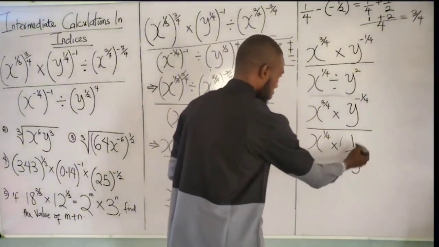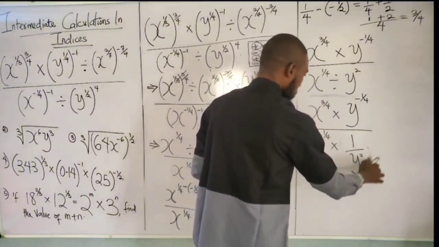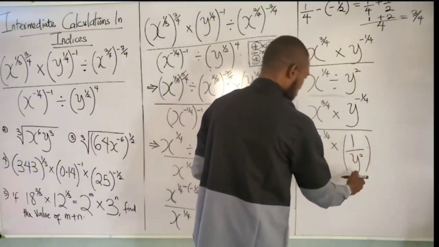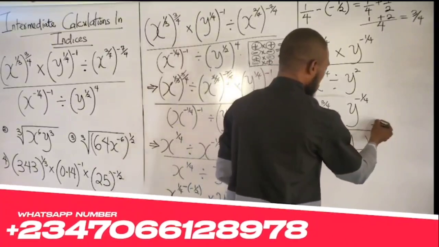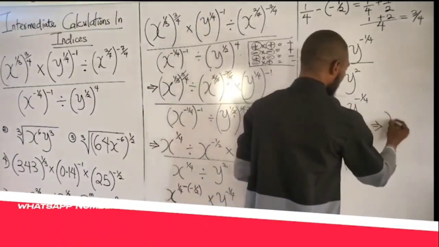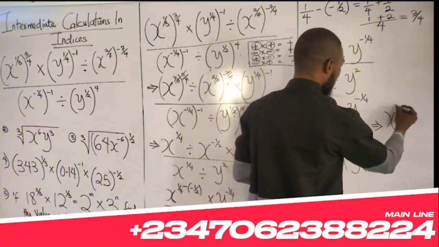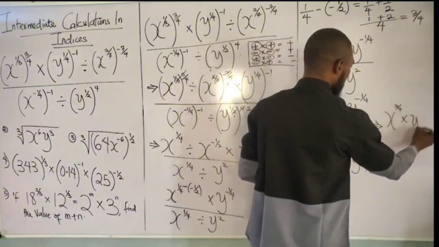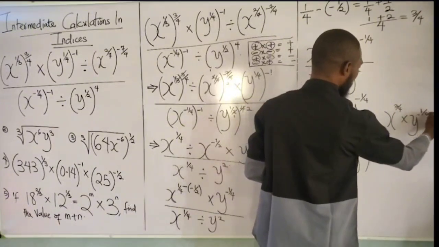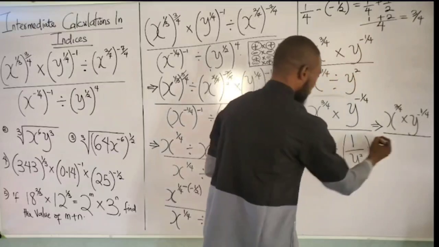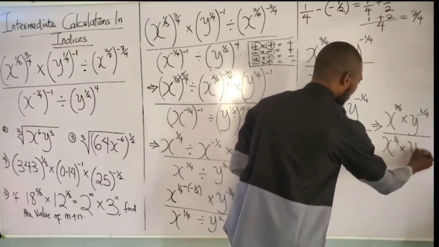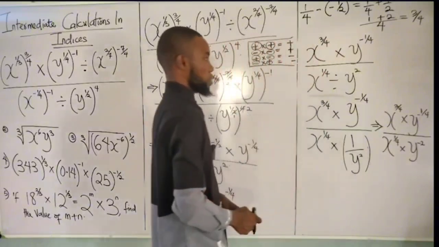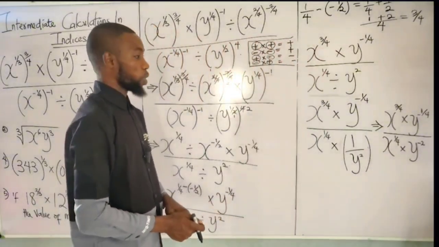And this now has become a law, right? This has become a law by saying we can now reinvert this to become y raised to the power minus 2, right? So it becomes the same thing here. We're not touching this yet. We have x raised to the power 3 over 4 times y raised to the power minus 1 over 4 all over this x raised to the power 1 over 4 times y raised to the power minus 2. Yes, you're very correct now.